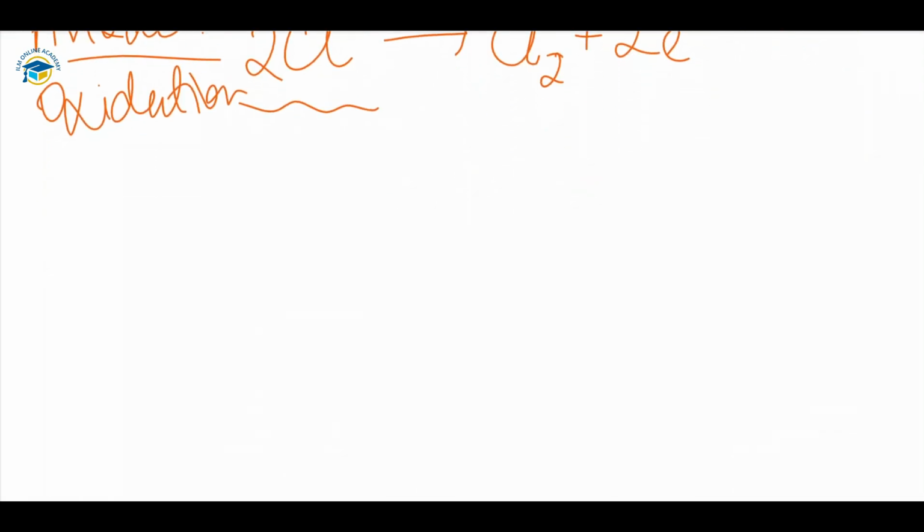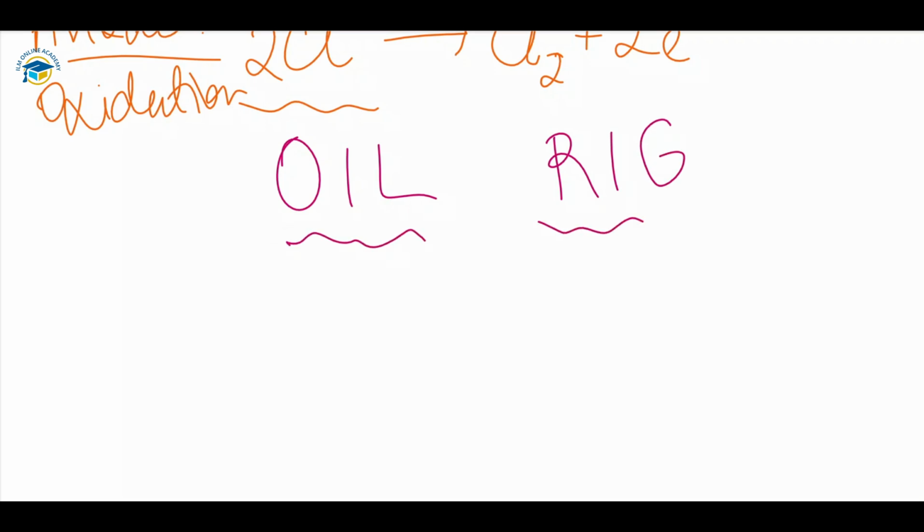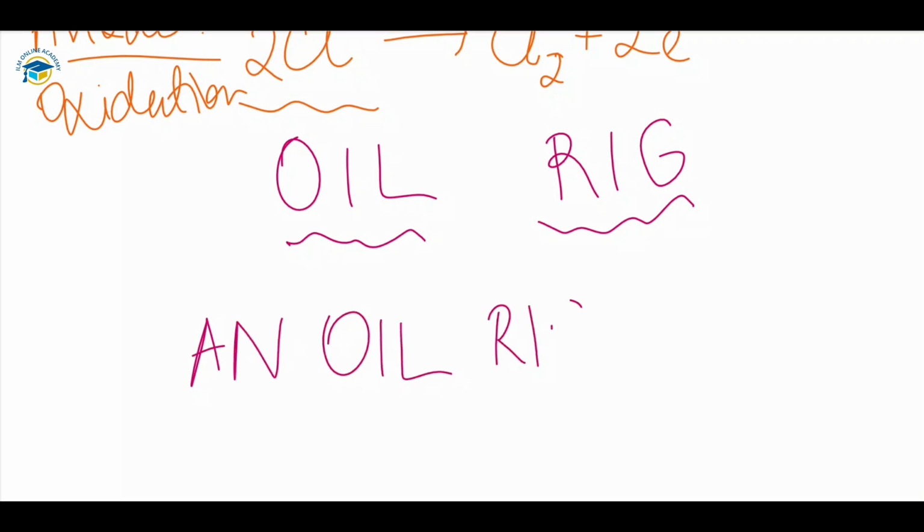Previously we have read about OIL RIG. Oxidation is the loss of electrons and reduction is the gain of electrons. Now we are extending this memory aid to AN OIL RIG CAT. That reminds you of the electrode where each change takes place, where both the reduction and the oxidation occur at the same time. The two processes must take place together to produce the electrolytic decomposition of an electrolyte.